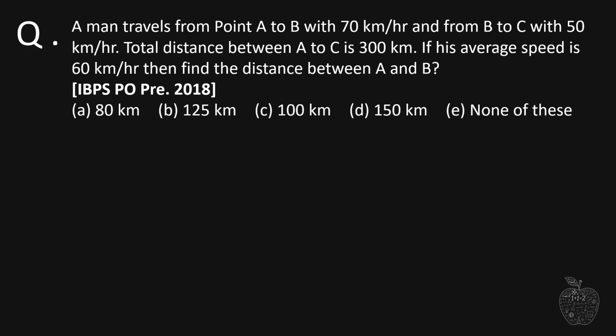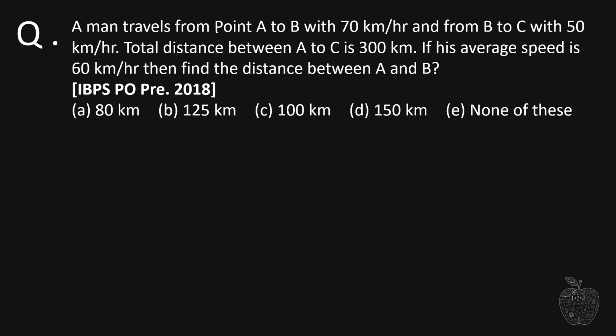A man travels from point A to B with 70 kilometers per hour and from point B to C with 50 kilometers per hour. Total distance between A and C is 300 kilometers. If his average speed is 60 kilometers per hour, then find the distance between A and B.